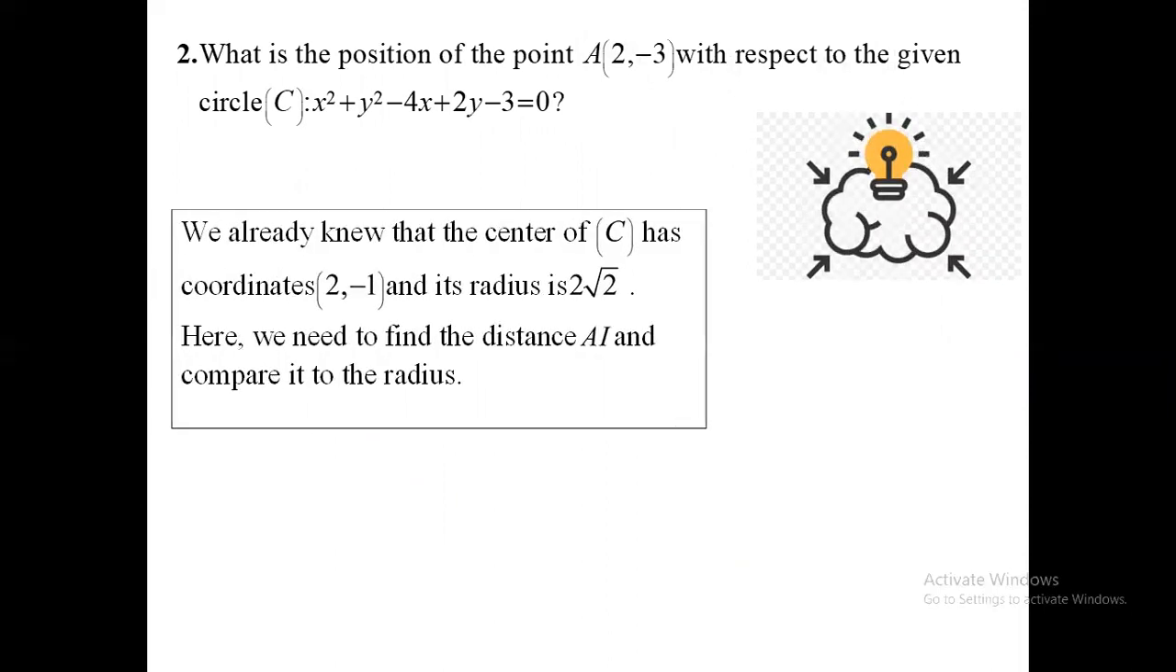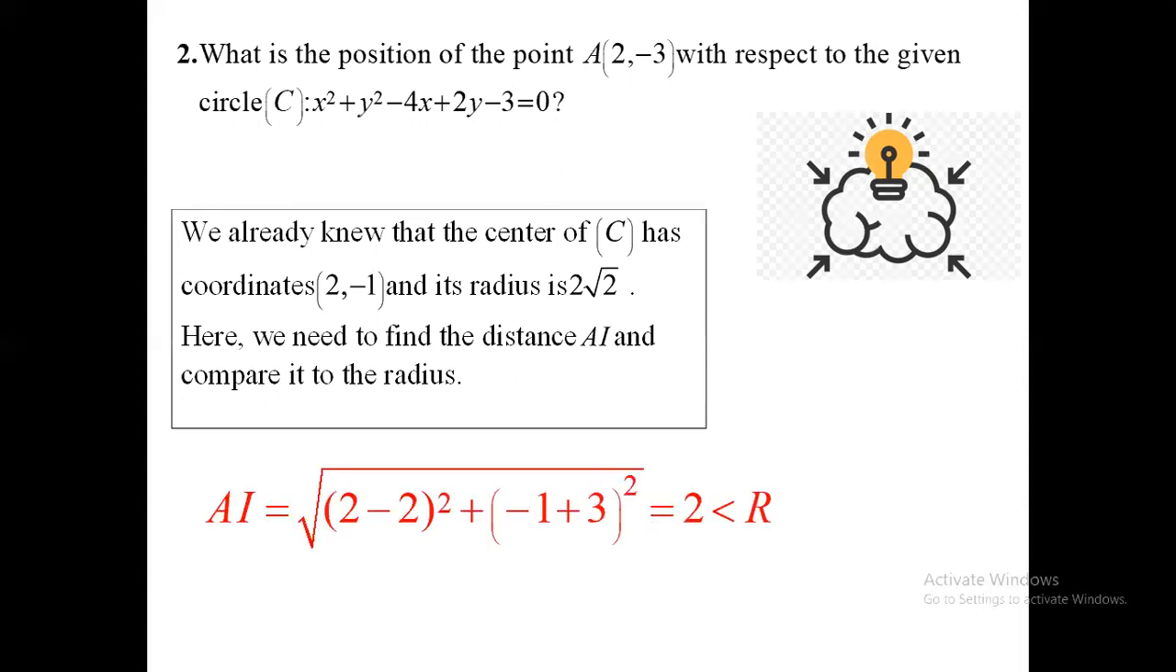We already knew that the center of C was calculated and found in the previous page, because we are using the same circle here as in the previous page. The center of C has coordinates (2, minus 1), and its radius is 2 radical 2. Here we need to find the distance from A to the center of the circle I, and we have to compare it to the radius. This is what we have studied in the previous session.